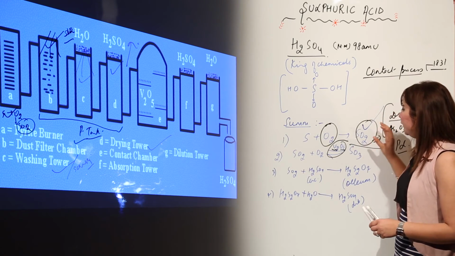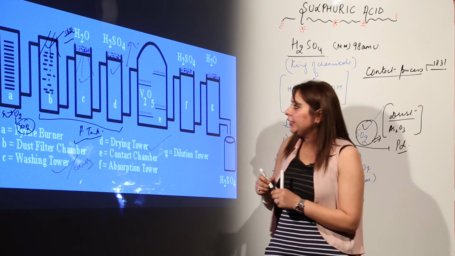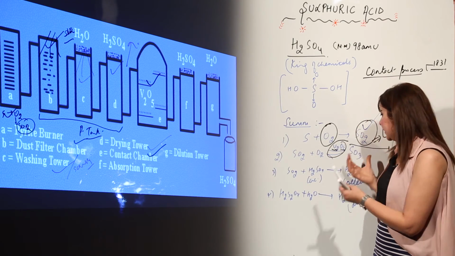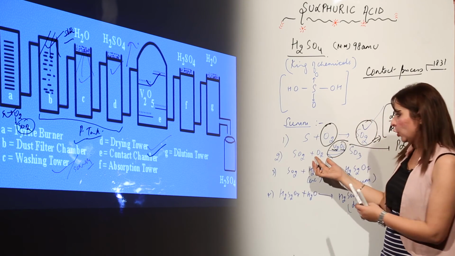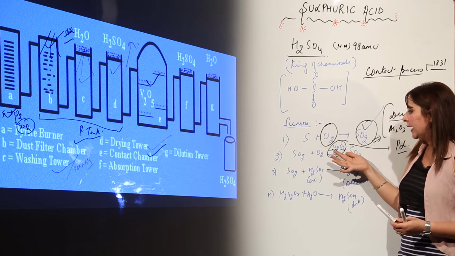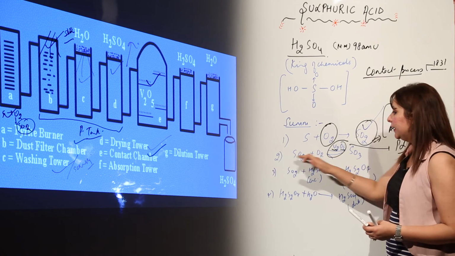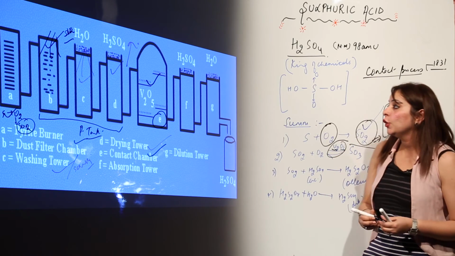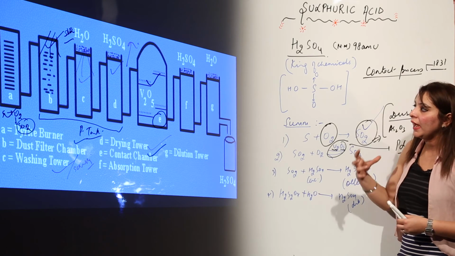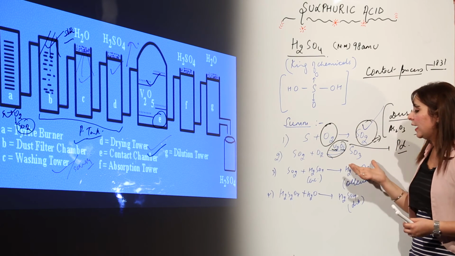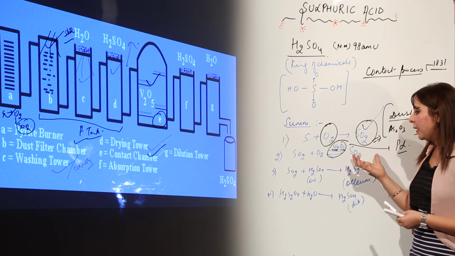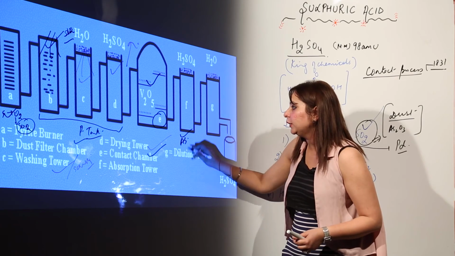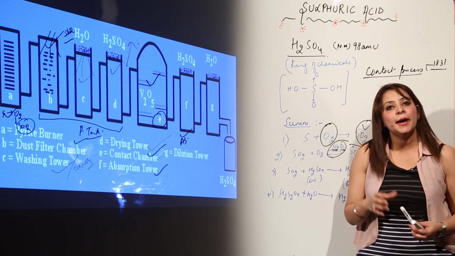Now we are feeding this SO2 into the E tower. It is called the contact tower, right? This SO2 is now going to react with oxygen in the presence of vanadium pentoxide and yield SO3. So this second reaction takes place in the E tank, right? At the end, in the E tower, we have sulfur trioxide. Then we pass this sulfur trioxide into another chamber called the absorbing tower. The F1 is called the absorbing tower.